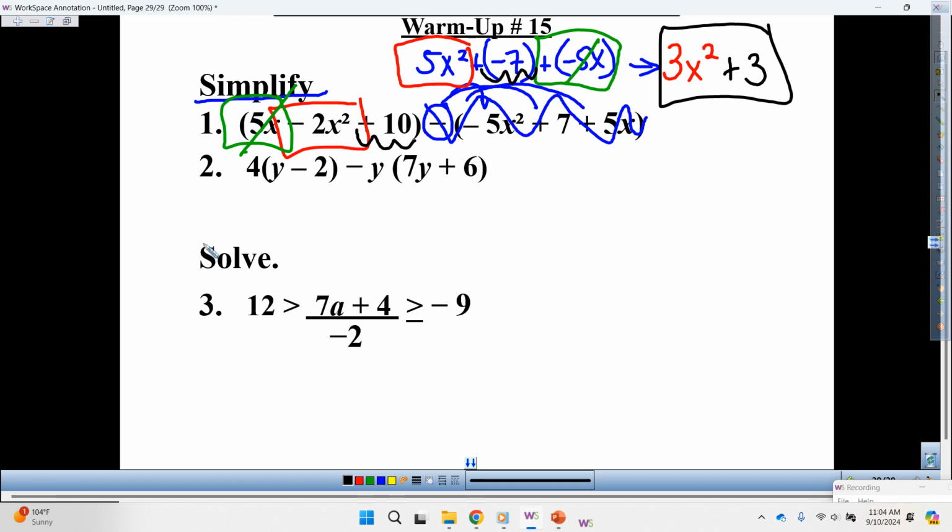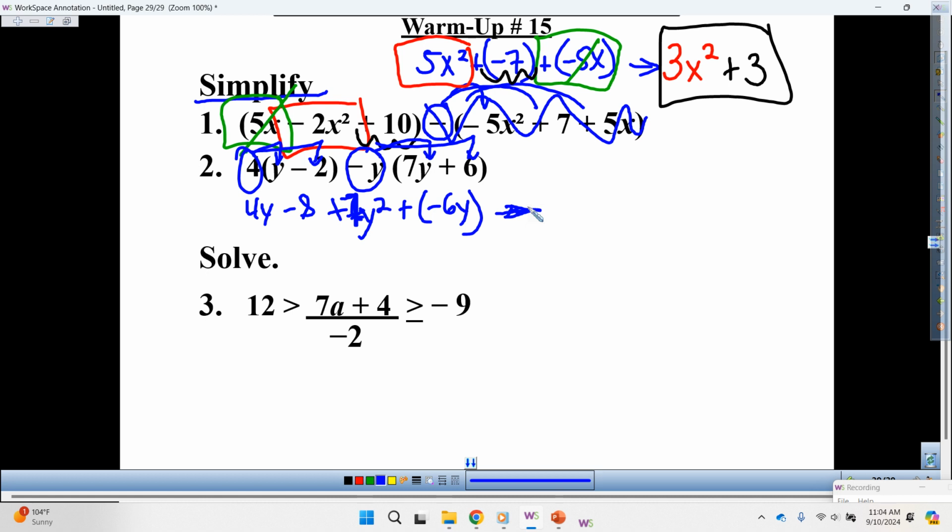So, hopefully Mario distributed the -y in here and here. And then he distributed the 4 in here and here. Right, Mario? So you got 4y minus 8. And then you got plus 7y to the second. And then plus -6y. So, answer. Mario, what'd you get?